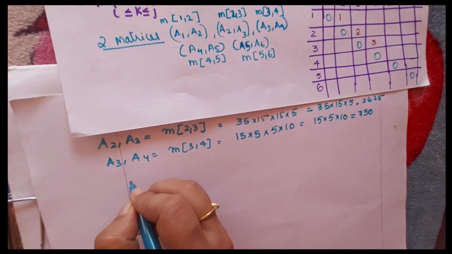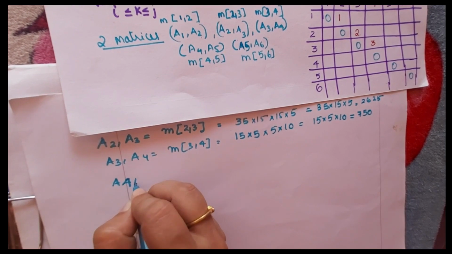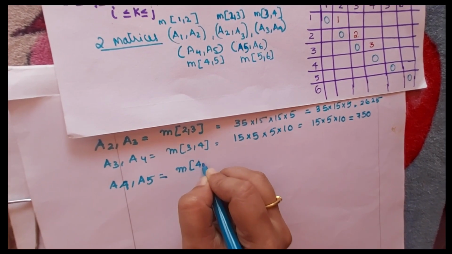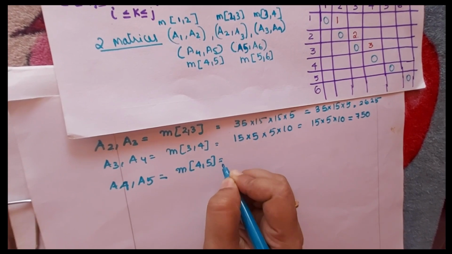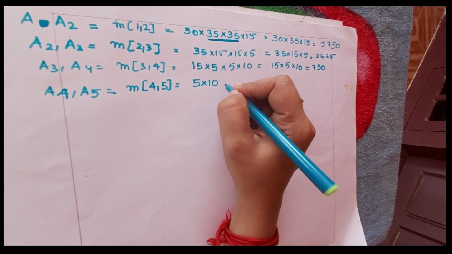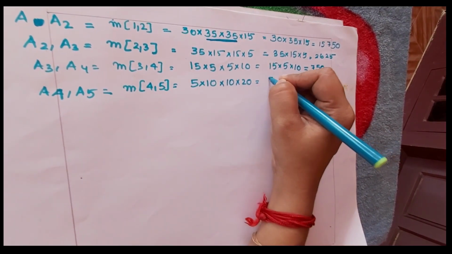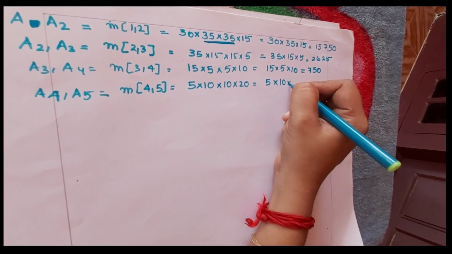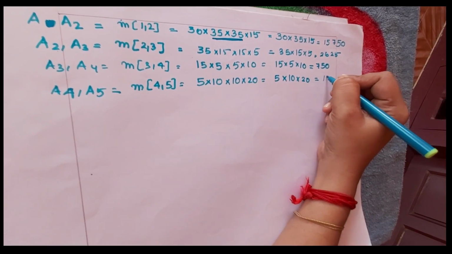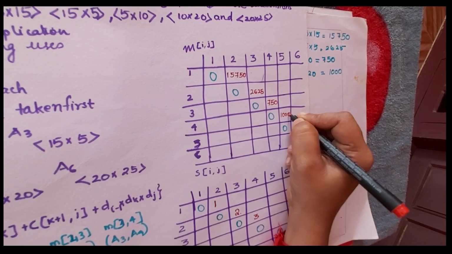So next one is A4, A5, which is written as m of 4 comma 5. That is equal to: A4 is 5 into 10 and A5 is 10 into 20. So that can be written as 5 into 10 into 20. So that is 1000. So we will write here as 1000.